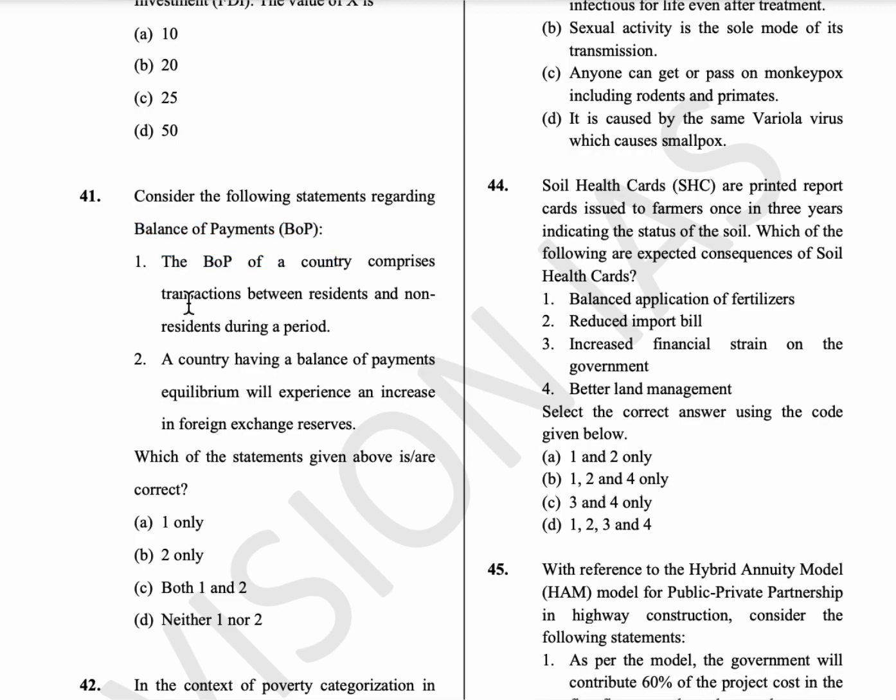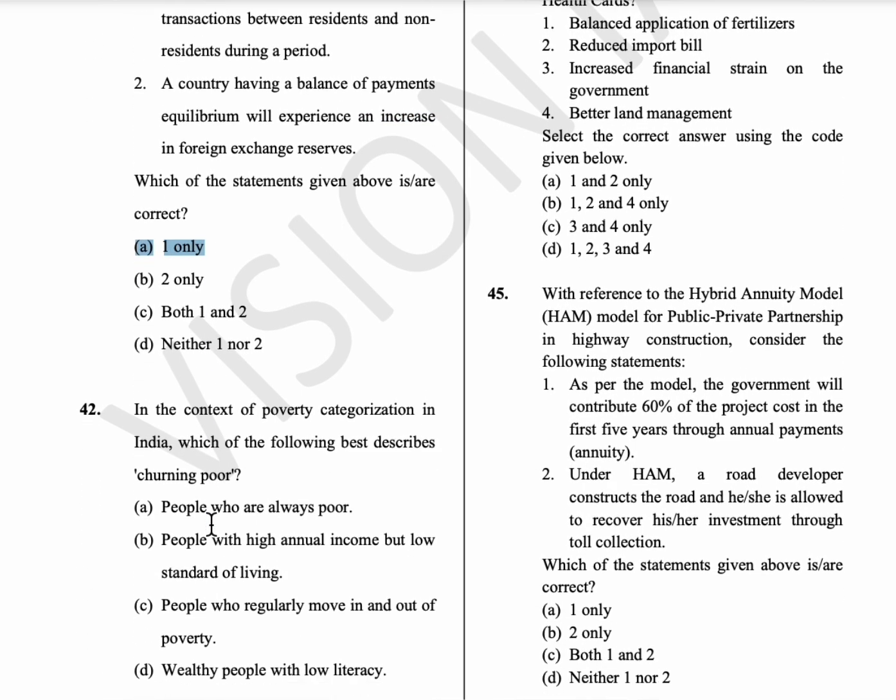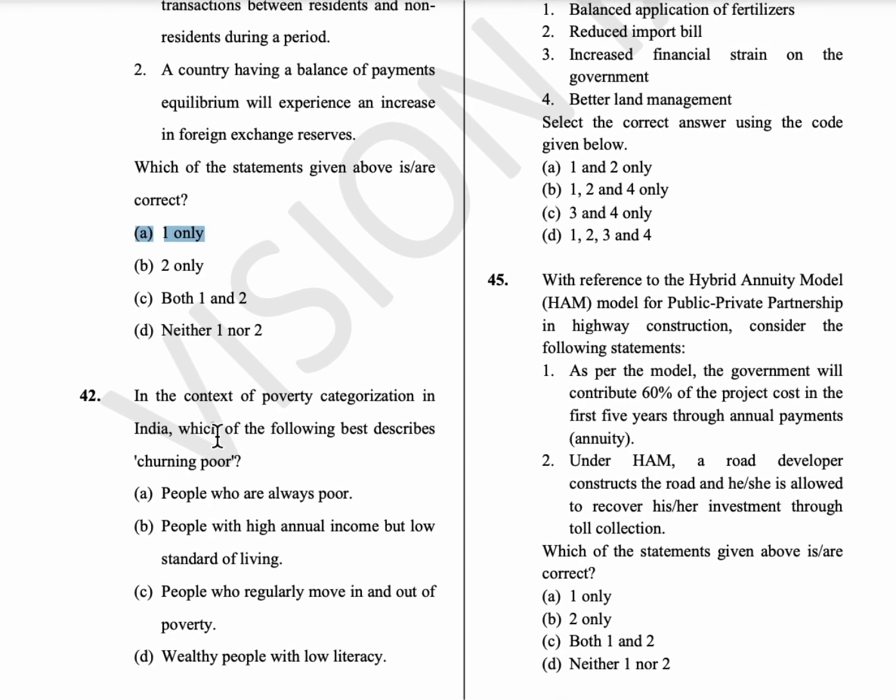So let's look into the first statement. The balance of payment of the country comprises transactions between residents and non-residents during a period. So the first statement is correct. Coming to the second one, a country having balance of payments equilibrium will experience an increase in the foreign exchange reserves. If it is equilibrium, then the foreign exchange reserves also will be constant. So the second statement is wrong, only one. So option A. For the second question, in the context of poverty categorization, which of the following best describes churning poor? Churning poor means the people who regularly move in and out of poverty.